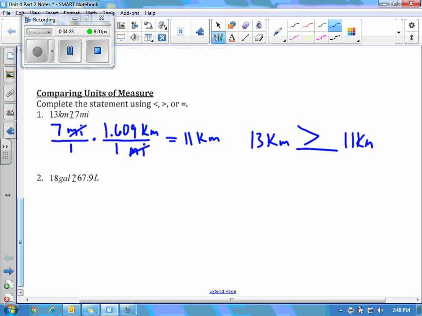So I act like I'm eating that one. So 13 kilometers is greater than 7 miles. 11 kilometers is just 7 miles. Sorry about all that.